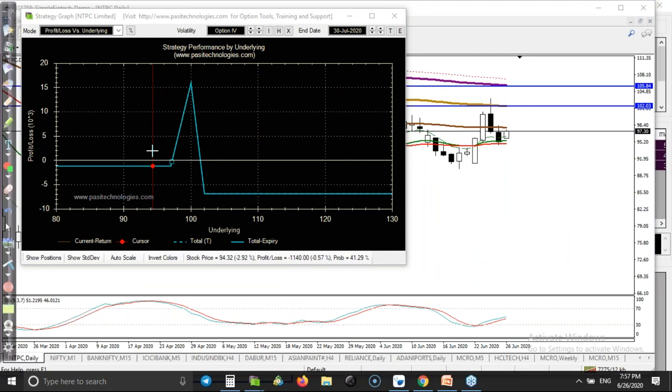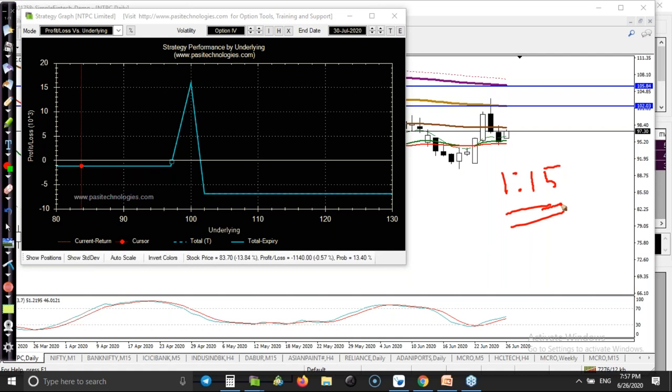Maximum loss. See, if price goes up, gaps up, right? Open in a gap up and goes up to that level. What is your profit? Let's check it. It's showing 15,000 profit, 1,000 and 15,000. See, what is the ratio? 1:15. Have you seen?